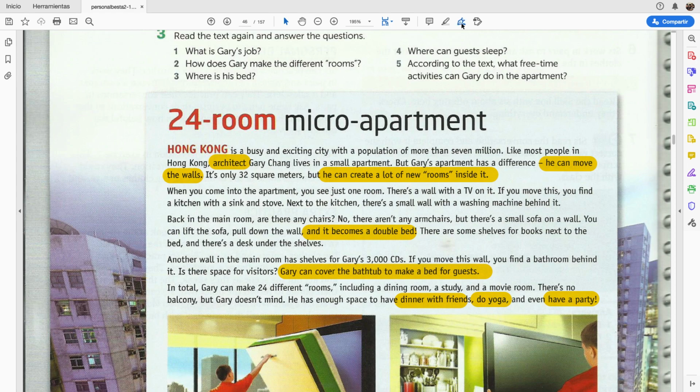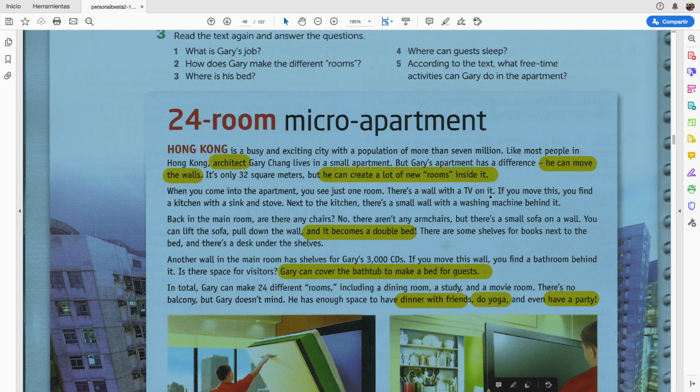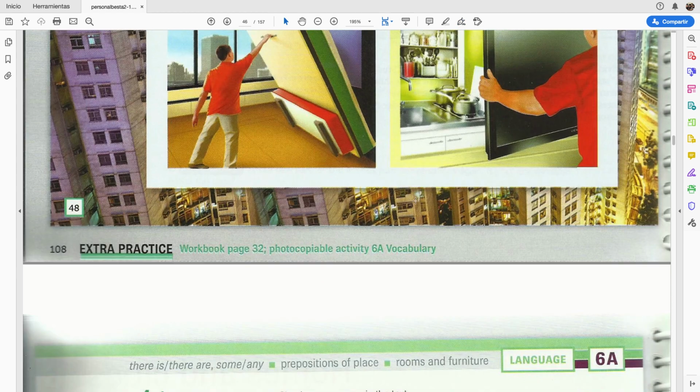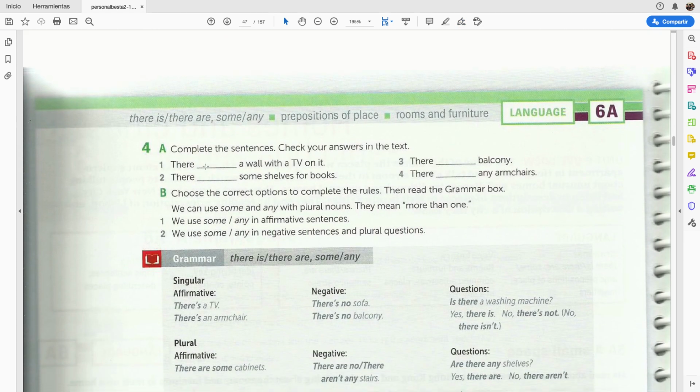If you look at this page, there's a TV, or here we have there's a wall with a TV on it, right? So here you need to complete there is. There is.